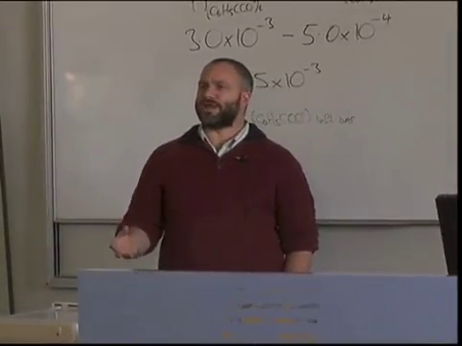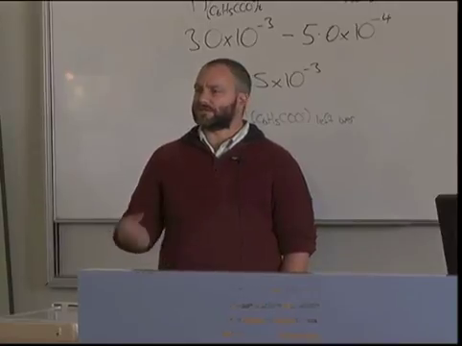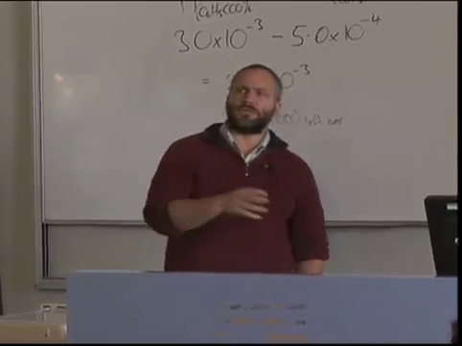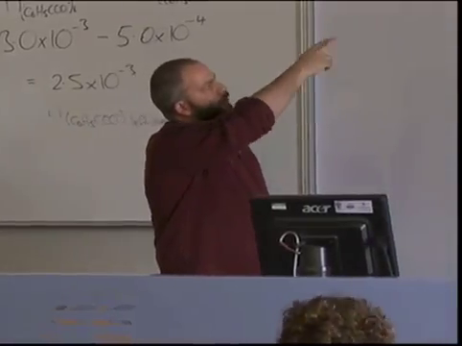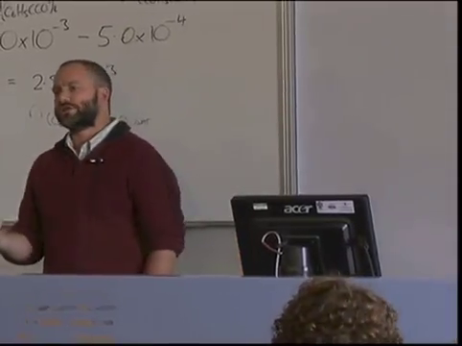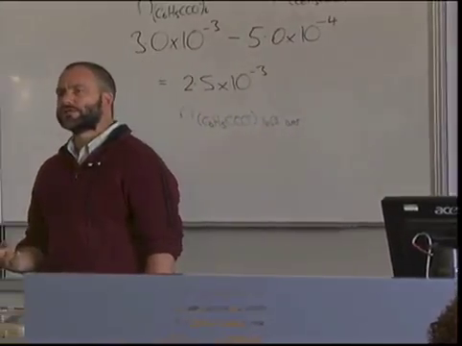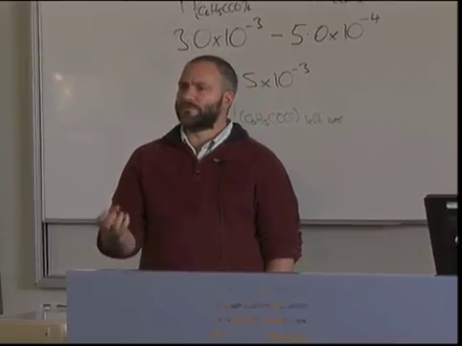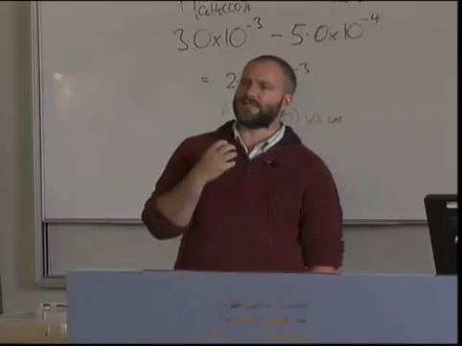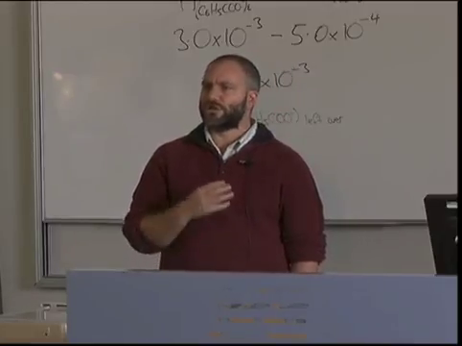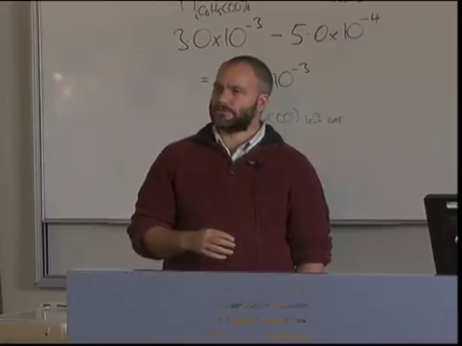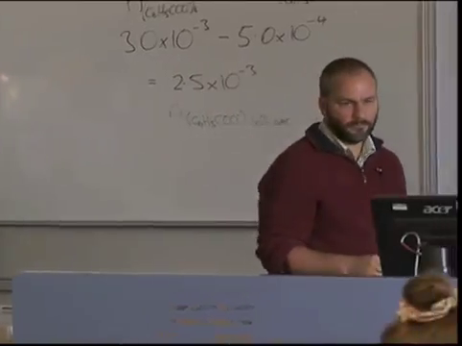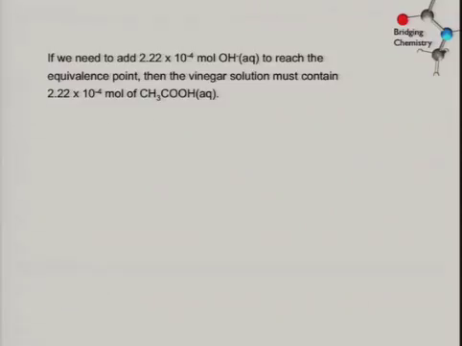So all we're doing is working out the amount of hydroxide we've had to add to get to the equivalence point. And of course the point is that because this equation has a one-to-one relationship between the amount of acetic acid that reacts and the amount of hydroxide that reacts, if we know the amount of hydroxide that we need to add to get to the equivalence point, that must be the same as the amount of ethanoic acid molecules that were there in the first place. Yeah?